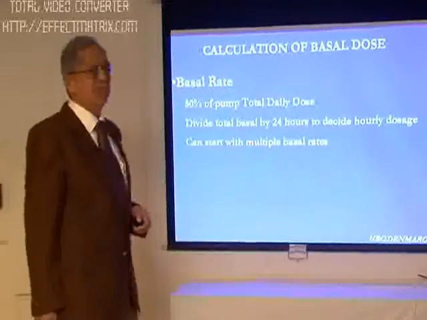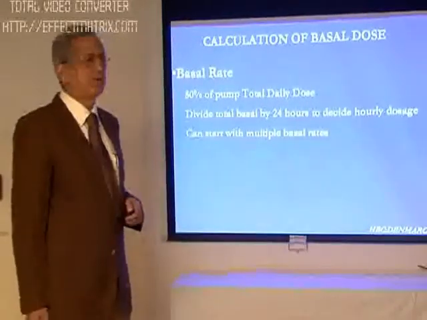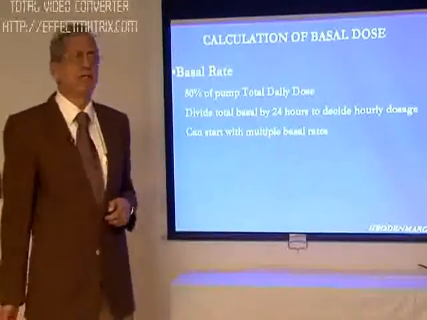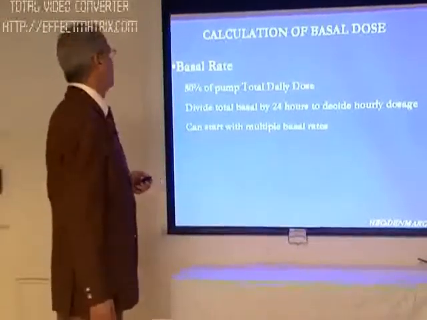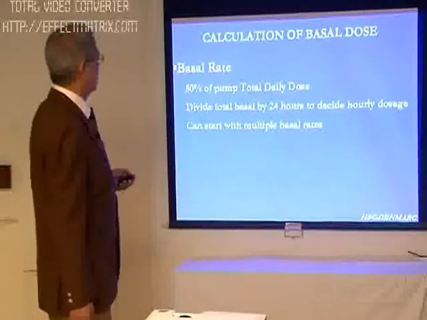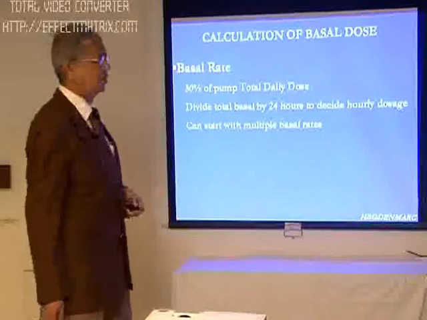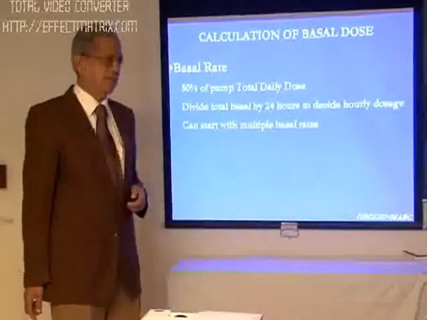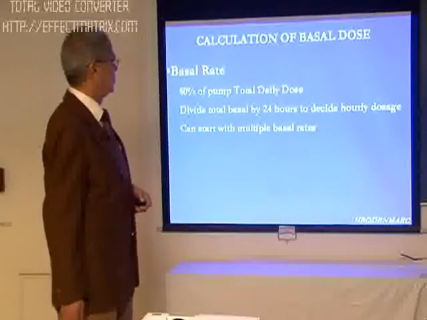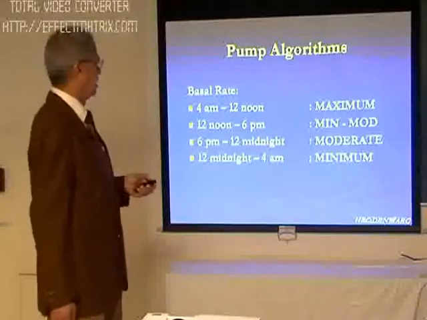Now the basal rate, as you told, is again calculated as the 50%, and you can either start with a single basal. So suppose you are using about 37 units a day, you divide by 24 and you give a single type of basal. But as we have been practicing, we have shown that it is possible to introduce right at the outset what we call multiple basal rates, and we'll tell you how those multiple basal rates can be used.